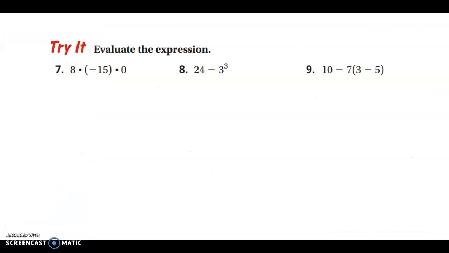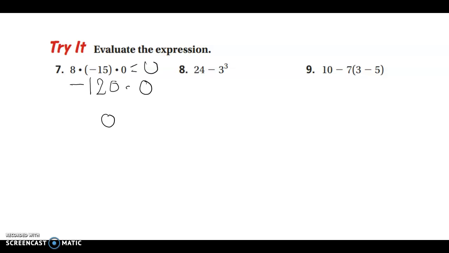So let's try some more. Evaluate these expressions. Number 7, 8 times negative 15 times 0. 8 times negative 15 will give me negative 120. Bring down my times 0, which anything times 0 equals 0. So it equals 0.